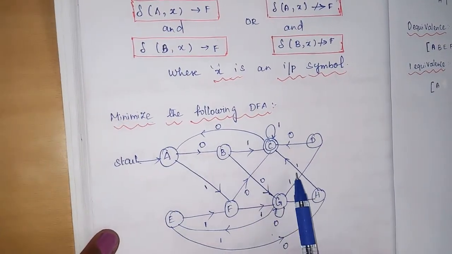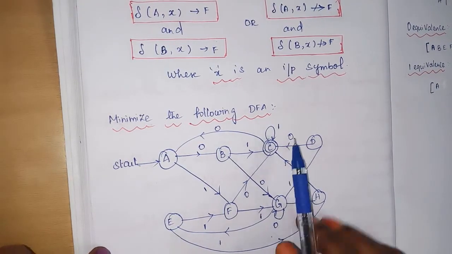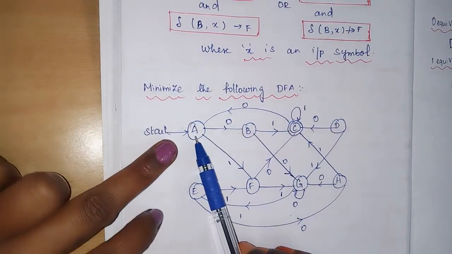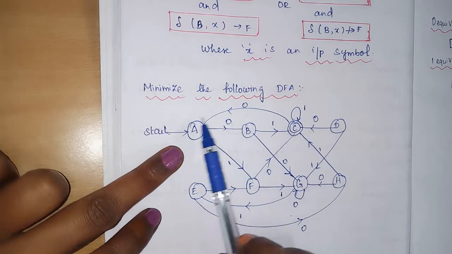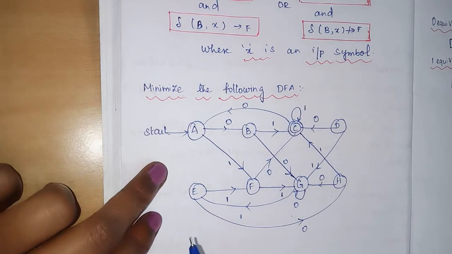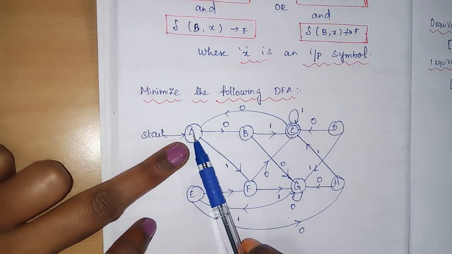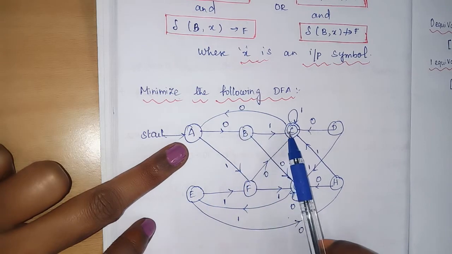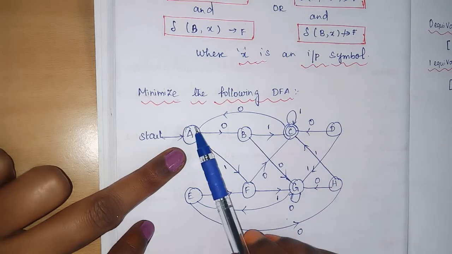This problem is used to solve a minimization of DFA. When the problem is given, you have to look at it and see which states are unreachable in the state diagram. Here A is the starting state. B is reached from A, right? And C is reached from A via B. Now check whether D is reachable from any of the states.